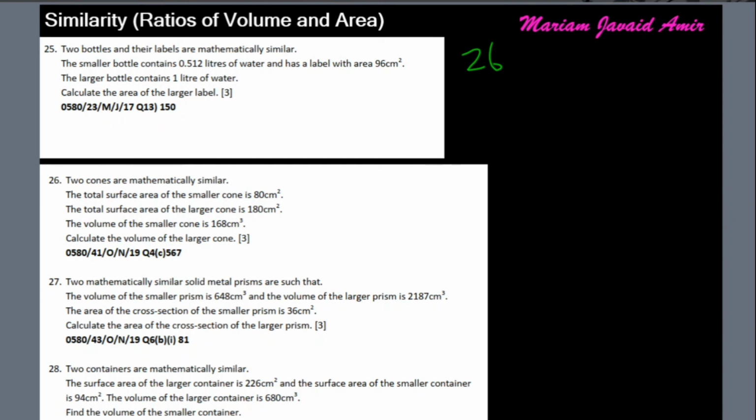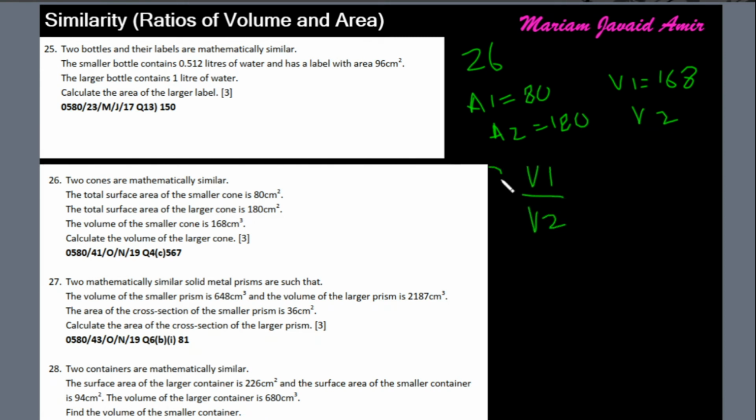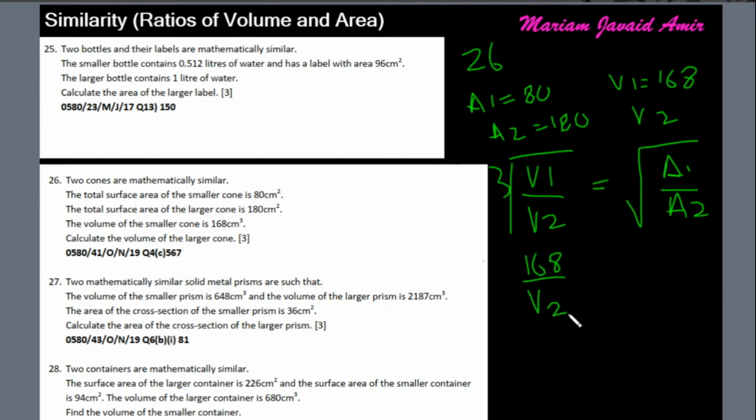Two cones are mathematically similar. The total surface area of the smaller cone is 80, so A1 is 80 and A2 is 180 centimeter square. V1 is 168 and we need V2. Again I'm going to use the same formula we just established: V1 over V2 cube root equals A1 over A2 square root. Substitute values: 168 over V2 cube root equals 80 over 180 square root.